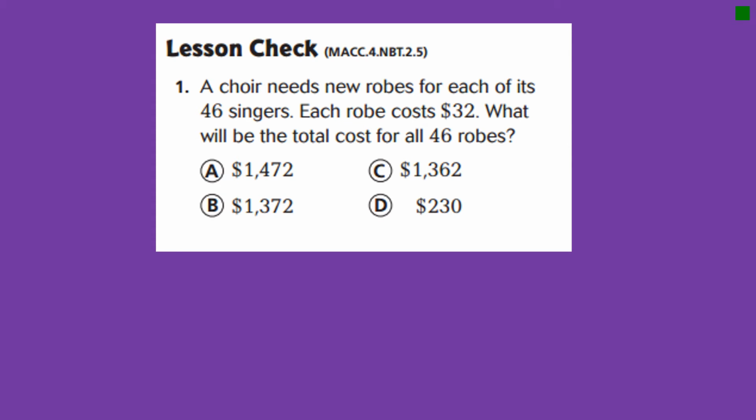Here we are on the back. Lesson check. I bet this is going to be more multiplying. Okay, read along with me.